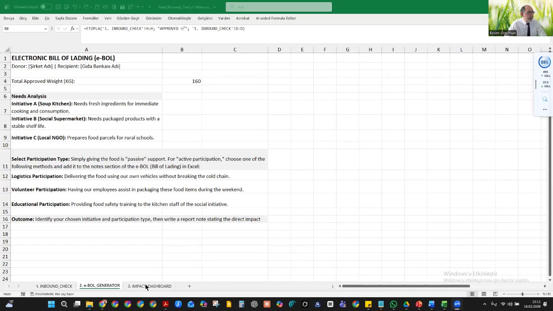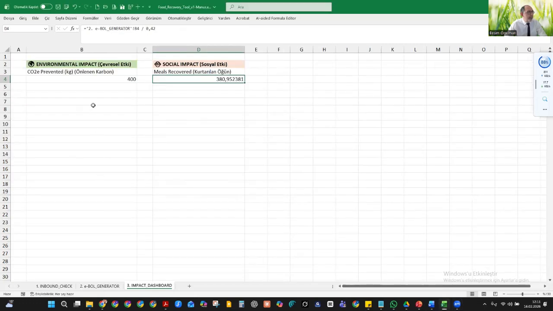Our third sheet is Impact Dashboard. The Impact Dashboard sheet is a vision board that presents the tangible contribution of all these technical efforts to the world through quantitative data. Simple but powerful multipliers in Excel, such as weight times 2.5 and weight times a factor, calculate how many kilograms of carbon emission were prevented and how many people were provided with full meals for every kilogram of food recovered.